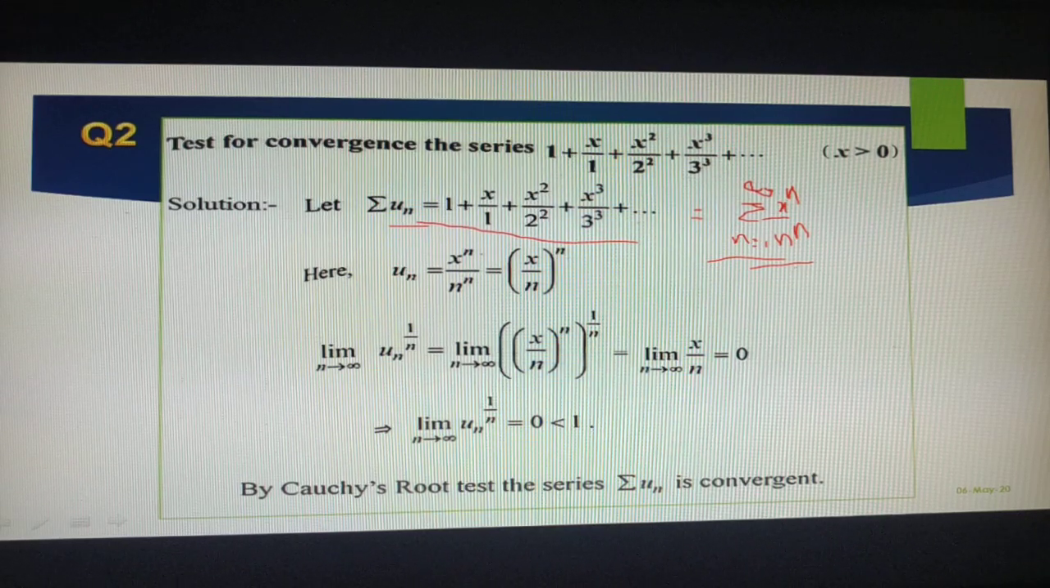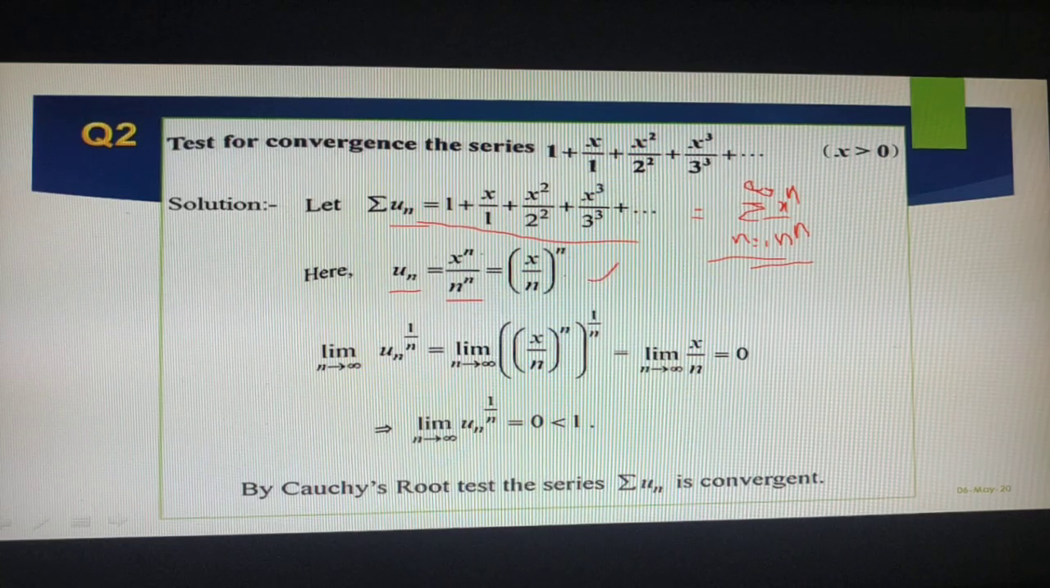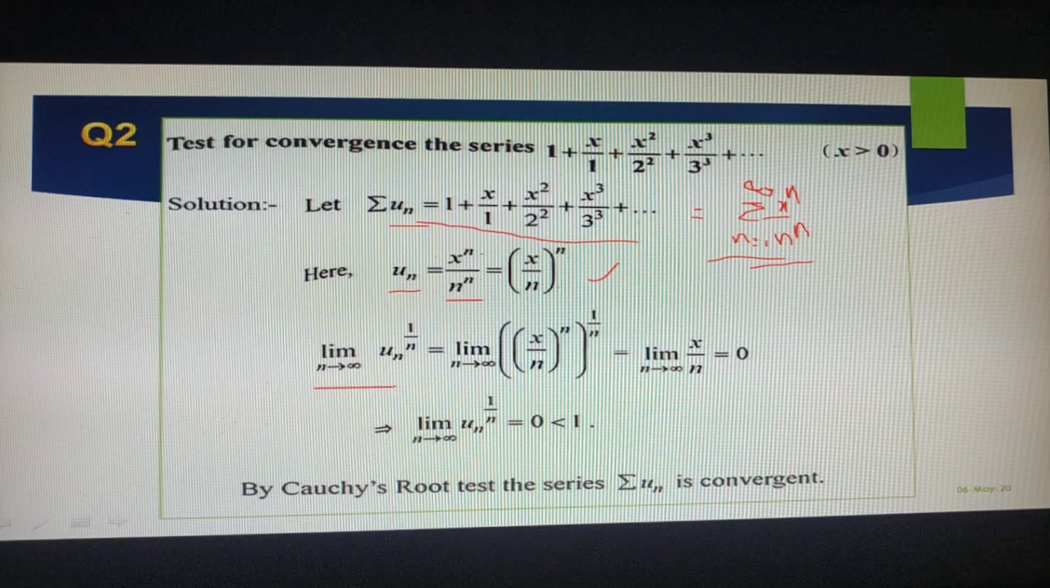So here what is your nth term now? The nth term is x to the power of n by n to the power of n. So simply you have to take your un term, the nth term from the series, that is x by n whole to the power of n. For this we need to apply Cauchy's root test. So by Cauchy's root test, limit n tends to infinity un whole to the power of 1 by n. What is your un here? x by n whole to the power of n, whole to the power of 1 by n. So the n gets cancelled.